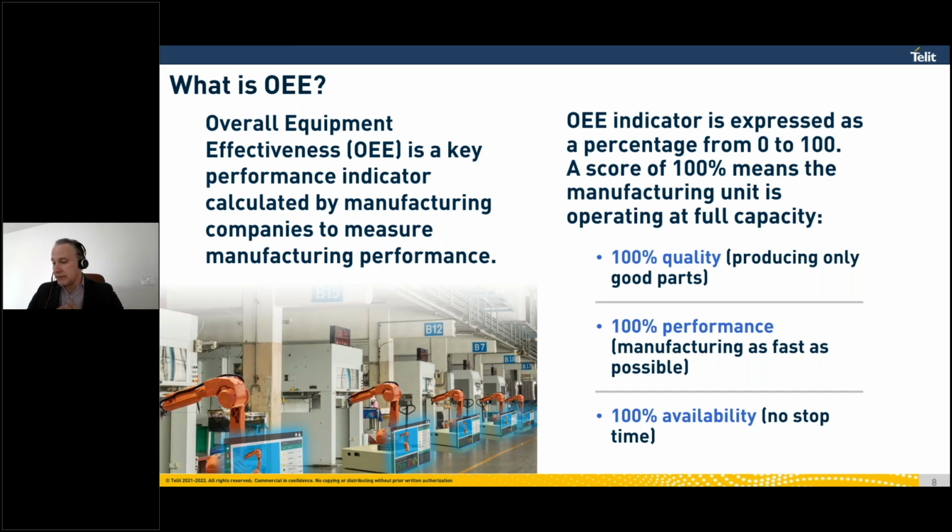And your availability. By availability, we consider all the events that stop the planned production. And it's calculated as a ratio of runtime to planned production time. The runtime is the planned production time minus the stop time, which is the time the manufacturing process was intended to be running, but was not running due to unplanned or planned stops.